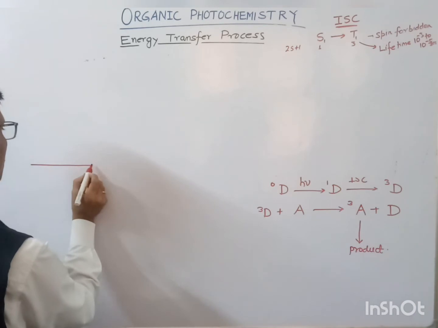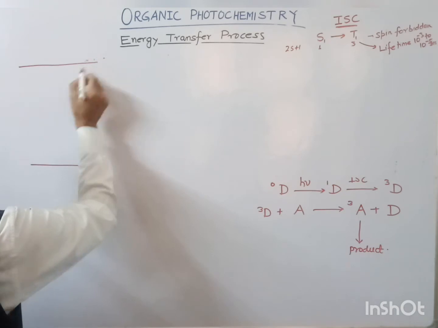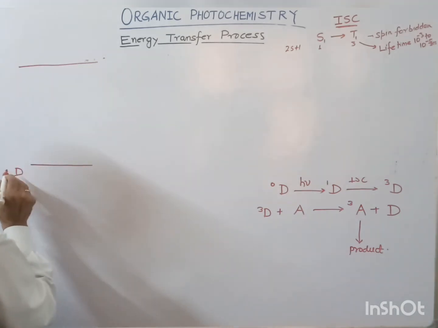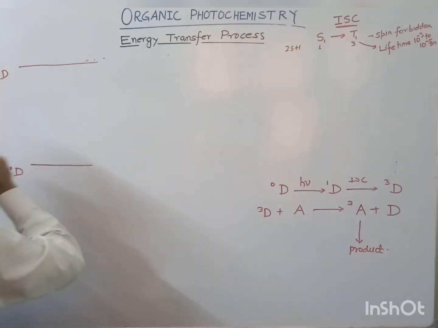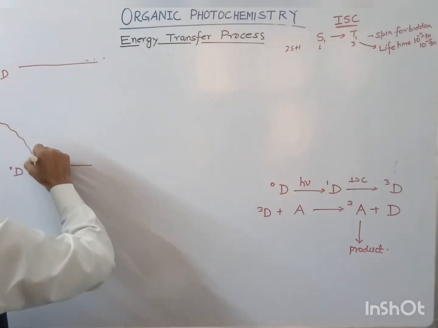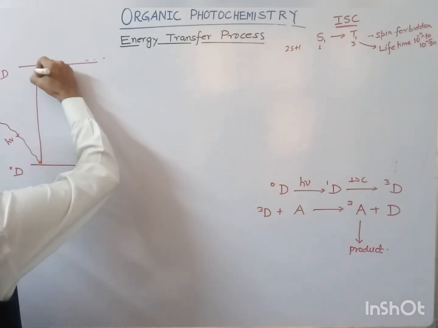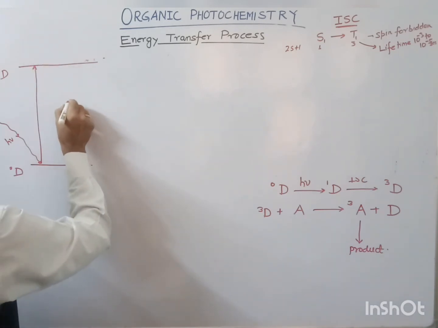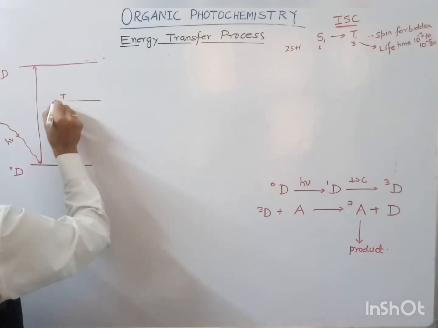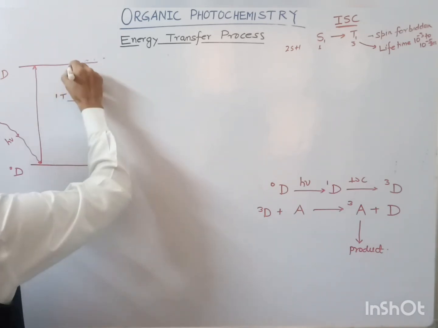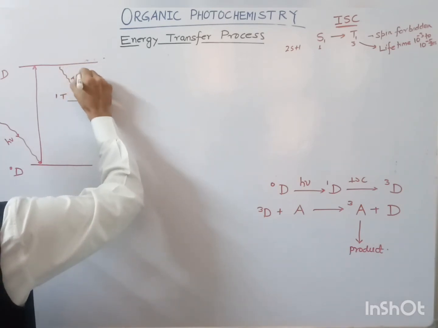By the diagram we may understand, suppose we have a donor molecule and one acceptor molecule. This is the ground state donor molecule, and this is the excited state of the donor molecule after getting light energy. So it will go into the excited state, and from this via intersystem crossing it will come into the triplet state.